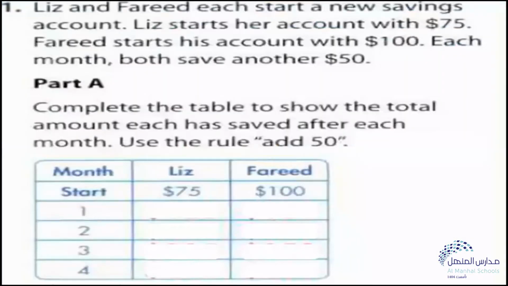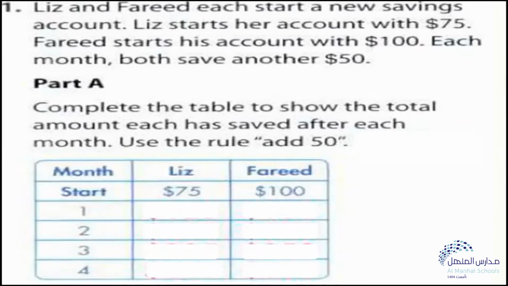So question number one: Liz and Farid each start a new savings account. Liz starts her account with $75. Farid starts his account with $100. Each month both save another $50. So I have three parts here. Start from part one. I said before, to solve the problem you have three steps to solve it.